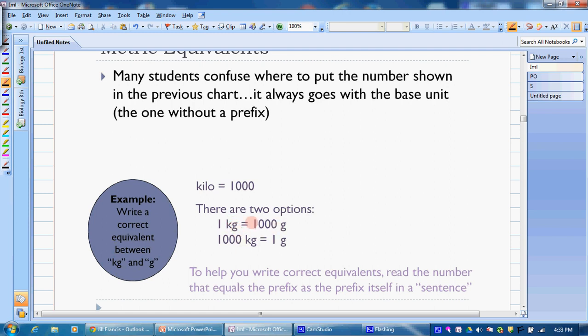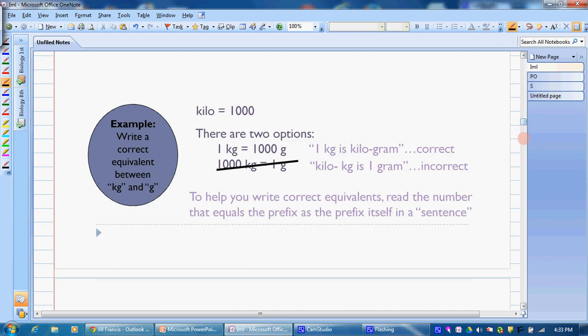Okay, so this can be written this way. This is not correct. Another way to look at it is the bigger unit is a kilogram. Your 1 always goes with that, and then kilo means 1,000, so you have 1,000 of that base unit. Okay, so that's how you would do that one.